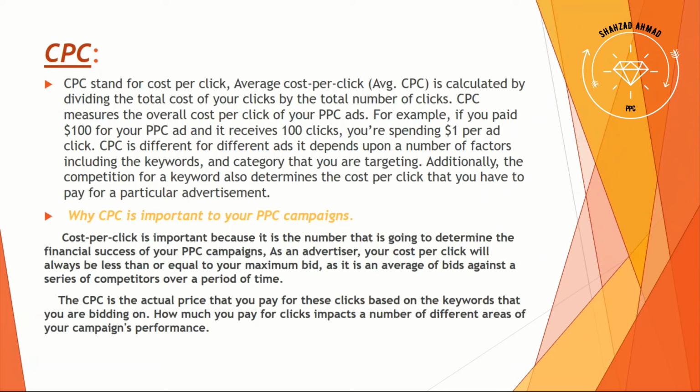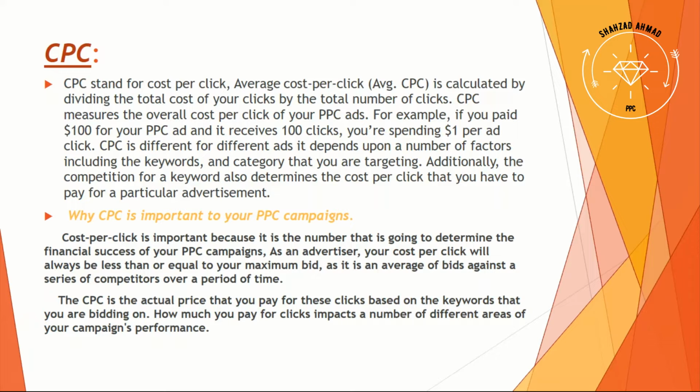Next is CPC, cost per click. This is the actual cost that Amazon charges you for a click, per click on your ad. So CPC measures the overall cost of your PPC ads. For example, if you paid $100 for a PPC ad and it receives 100 clicks, you are spending $1 per ad click. It depends on a number of factors, including keywords and category that you are targeting. Additionally, the competition for a keyword also determines the cost per click that you have to pay for a particular advertisement.